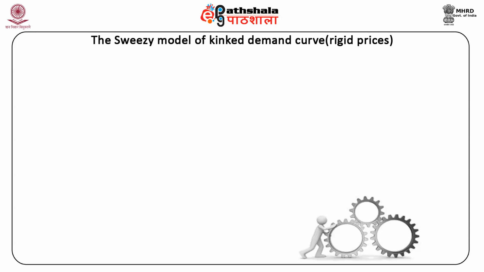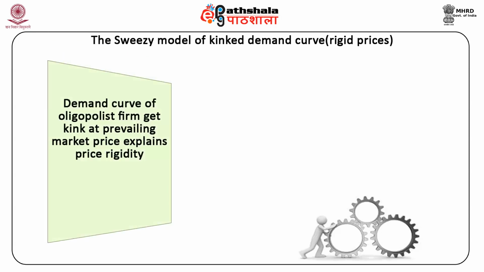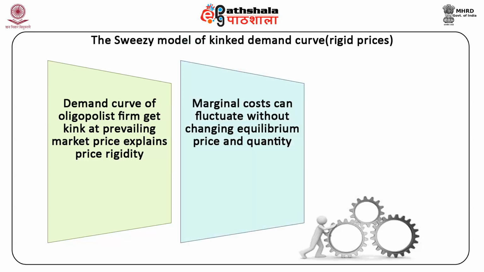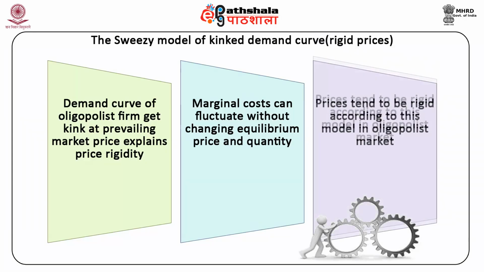Thus, in these two situations, the demand curve of an oligopolistic firm will get a kink at the prevailing market price, which in turn explains price rigidity, and the gap in the marginal revenue curve means that marginal cost can fluctuate without changing equilibrium price and quantity. Thus, prices tend to be rigid according to this model in an oligopolistic market.